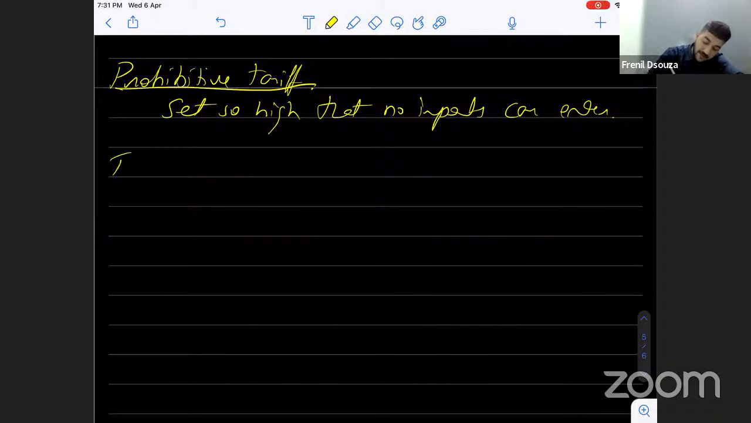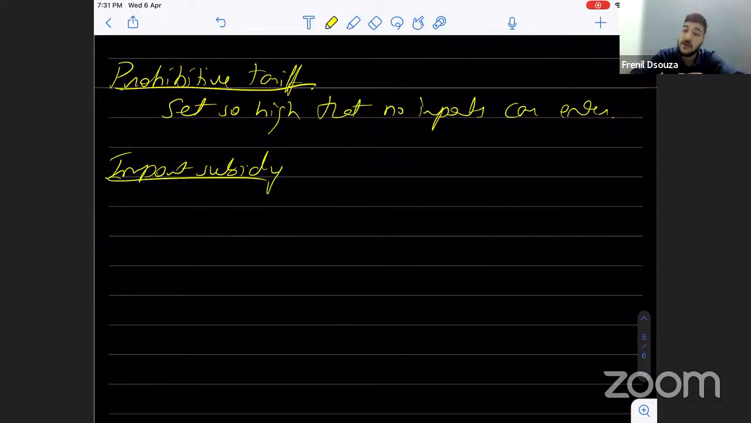Next, there is something called import subsidy. Import subsidy is nothing but like the opposite of a tariff. So when you import, rather than you paying money, the government will pay you. Now, in which sector does it happen? During COVID-19, if you had imported certain medicines, or PPE kits, or during the time of agriculture, if you have imported some agrotech machinery.